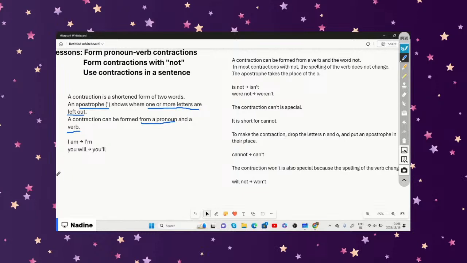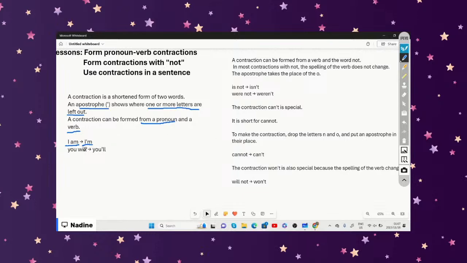For example, I am. As you can see, I am is the two words. A contraction is a shortened form of two words. So here we have our two words, which are I am, and if we find the contraction of the two words, it's going to be I'm. So instead of saying I am 10 years old, you can say I'm 10 years old.